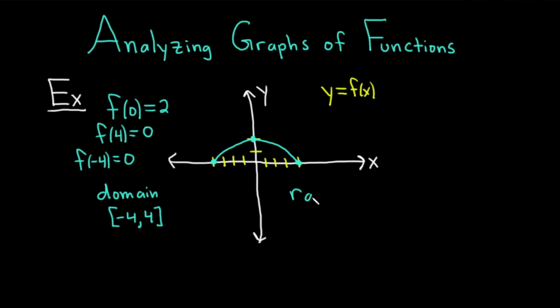The range is the set of all possible y values. In this case, the smallest y value is 0, and we include it, so we use a bracket. And the biggest one is 2, and we include it, so we use a bracket. So the domain is all the x values that lead to y values, and then the range is all the possible y values. All right, let's go ahead and do another example.